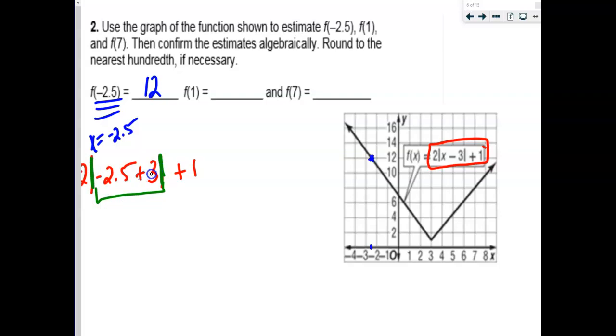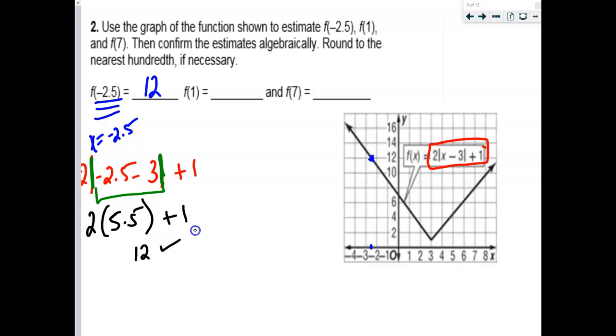It's just going to stay positive because it's measuring distance. Did I do something wrong, though? It's a minus 3. Oh, man. I'm just setting you up for failure. Okay, so that is not 0.5. That's 5.5, and it's negative 5.5. So now tell me what happens when I take the absolute value of negative 5.5. Now it's positive 5.5, because it's measuring distance. So 2 times 5.5 plus 1.